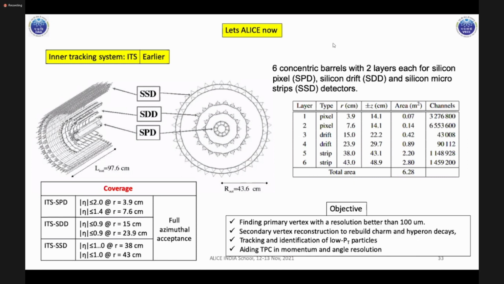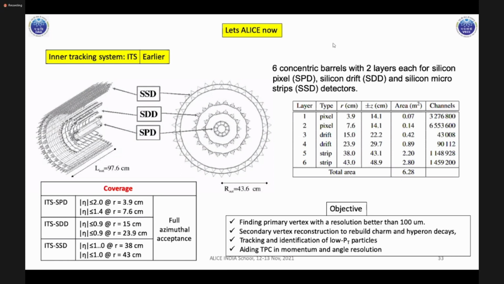So I have put this Inner Tracking System, ITS, with a note: earlier means before this present long shutdown period, and now means after this long shutdown period. You know that the LHC has started taking data once again; it is delivering beam, so ALICE started taking data. The detectors have been upgraded, so earlier means before this upgrade, and now means the configuration right now.